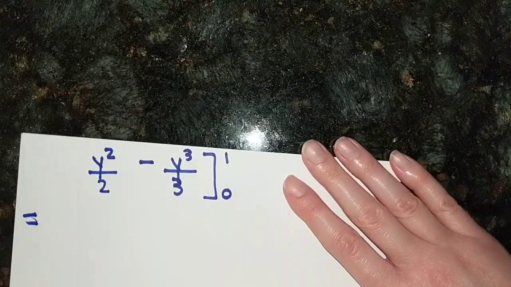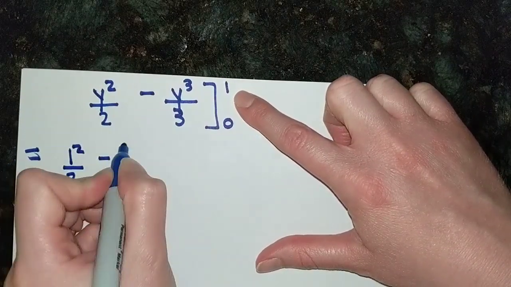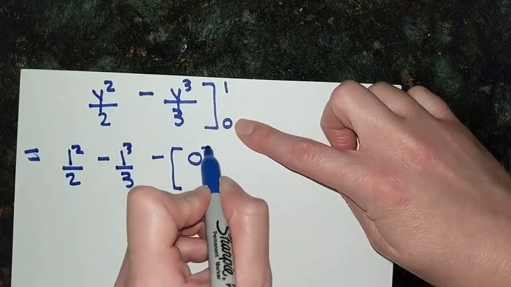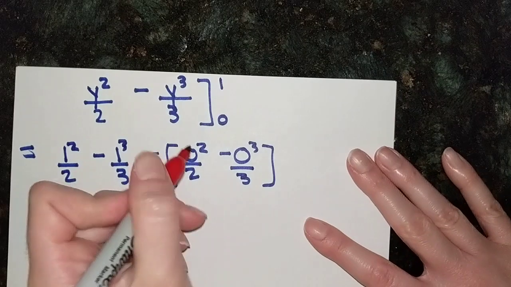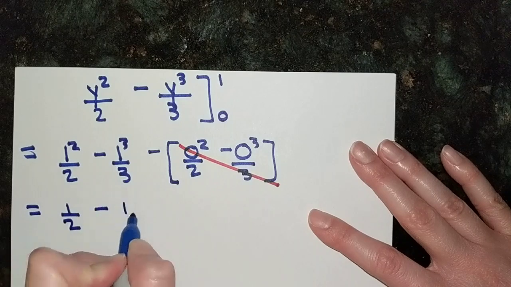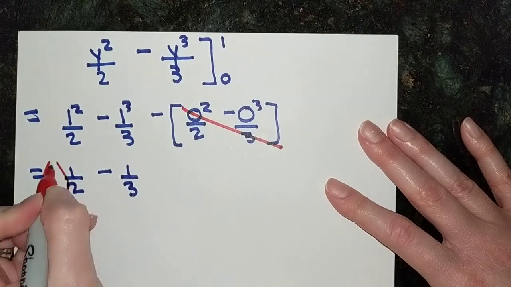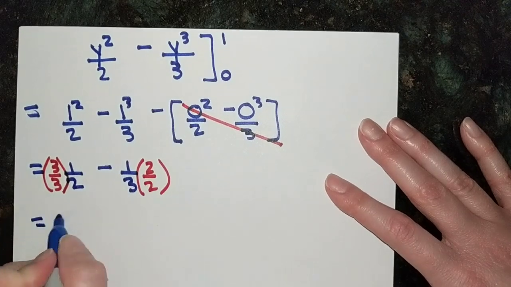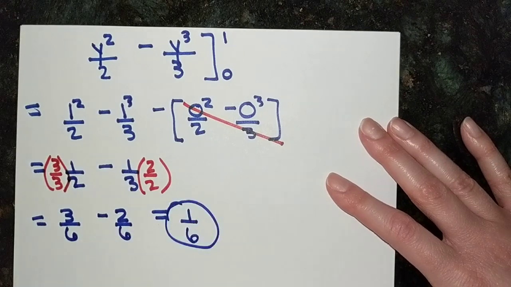All right, so plugging in the upper bound first, we'll have 1 squared over 2 minus 1 to the third over 3, minus, and then the upper bound was plugged in, now the lower bound, 0 squared over 2 minus 0 to the third over 3. You will notice here that this whole lower bound is dropping off to 0. So that just gives you 1/2 minus 1/3. Of course, you'll combine those and get a common denominator. So multiply the first fraction by 3 over 3, second fraction by 2 over 2, and you'll get 3 over 6 minus 2 over 6, which just gives you 1/6 as your final answer.